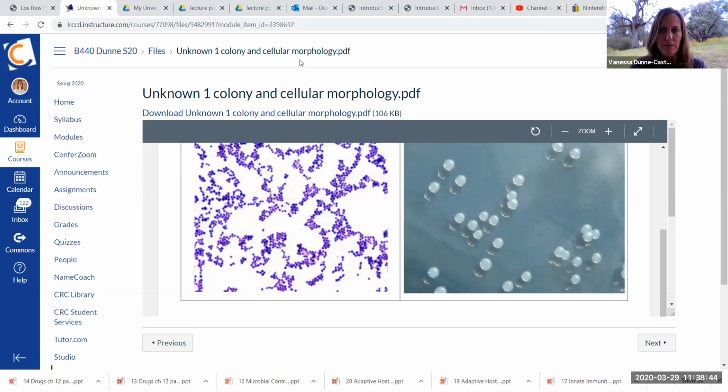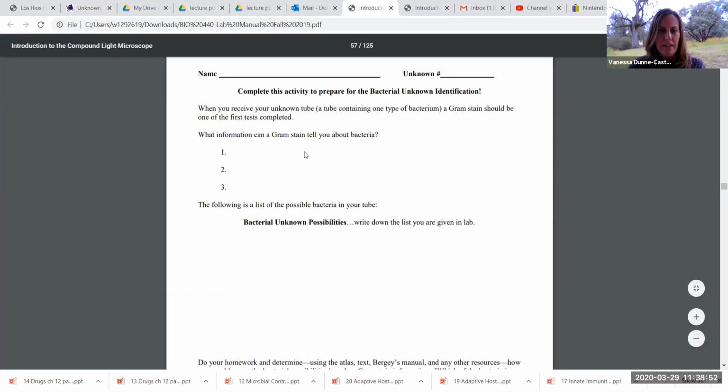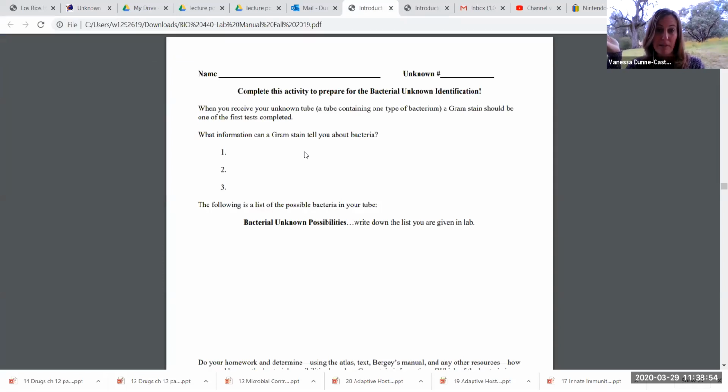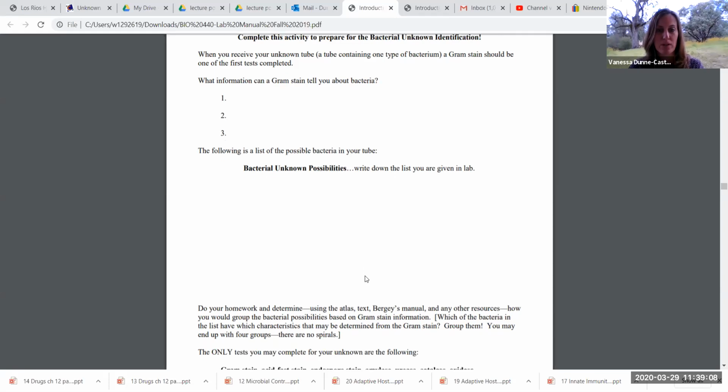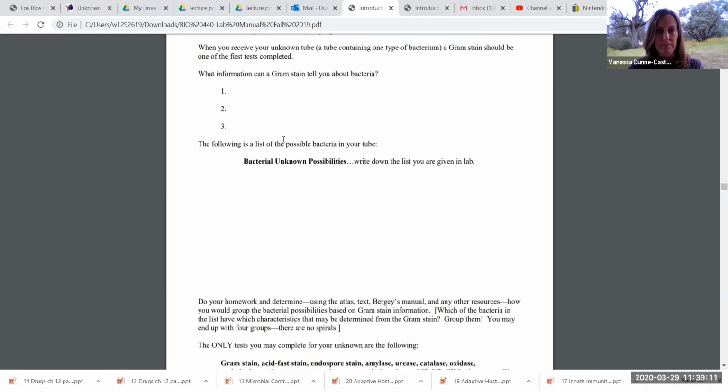I need to move my window here in a second. With this information, you should be able to work through this first part here. Of course, we know that a gram stain tells you all those basic things that we write down at any given time, which is cellular shape and arrangement, and of course the gram distinction. And with this information, you should begin to narrow down the possible list of unknown organisms to just those that match your gram distinction and your shape.